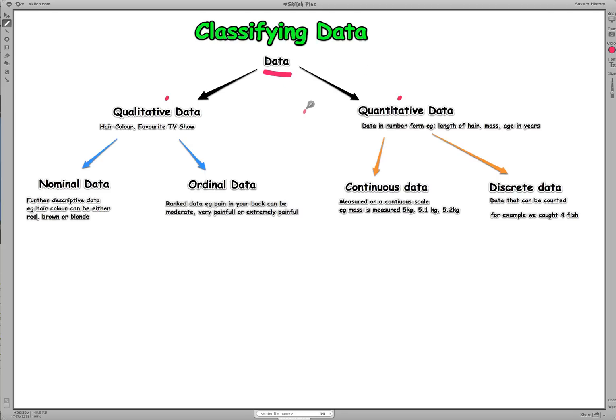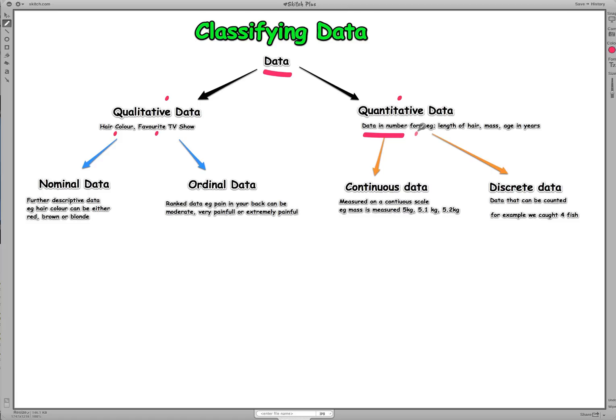Now the difference between qualitative and quantitative is, well, there's not much difference in the words, but the actual difference is huge. Qualitative data is data that doesn't have a number value attached to it, and quantitative data is data in number form. So qualitative data is things like hair color, favorite TV show, could be mode of transport to school. It's something that doesn't have a number attached to it. Whereas quantitative data does have a number attached to it.